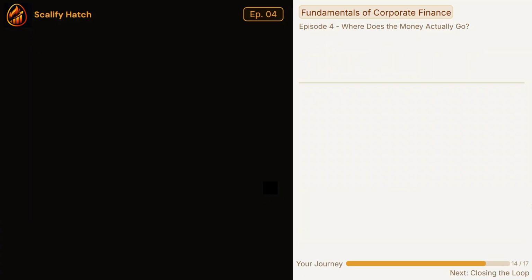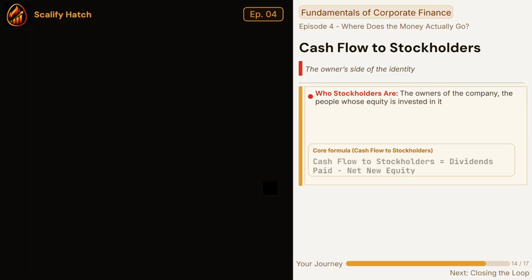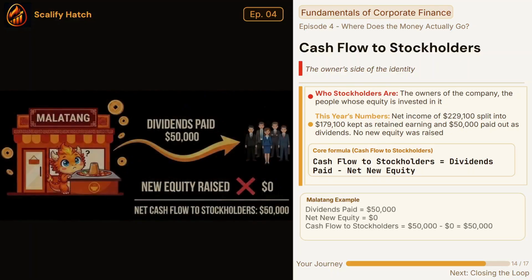Finally, the last part of the equation is the owners. That is the cash flow to stockholders. And the formula for it is cash flow to stockholders equals dividends paid minus net new equity raised. Remember from last episode, net income of $229,100 was split into $179,100 kept as retained earnings and $50,000 paid out as dividends. And for our restaurant this year, no new equity was raised. So $50,000 minus zero leaves us with $50,000 in cash flow to stockholders.